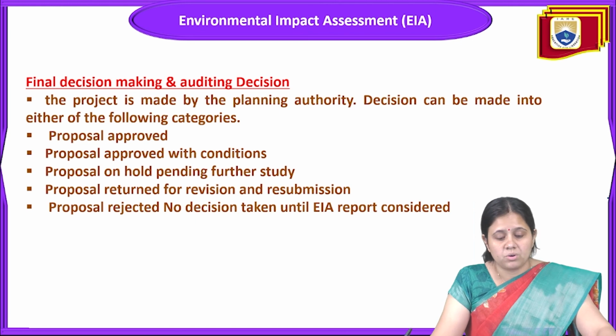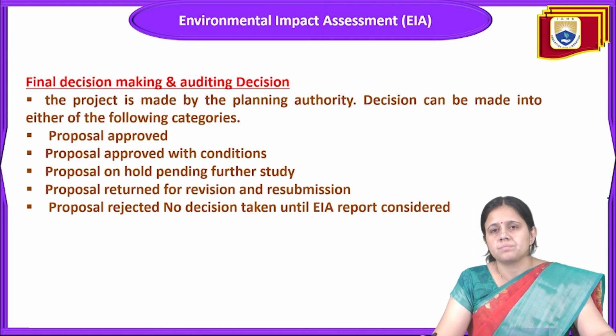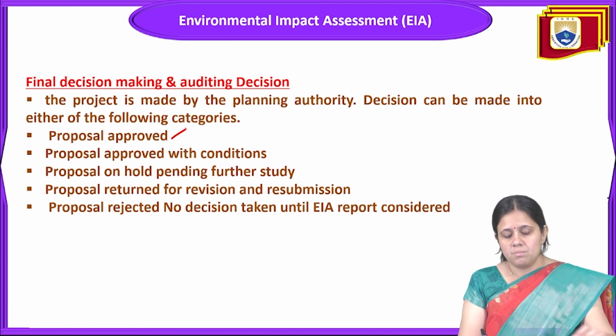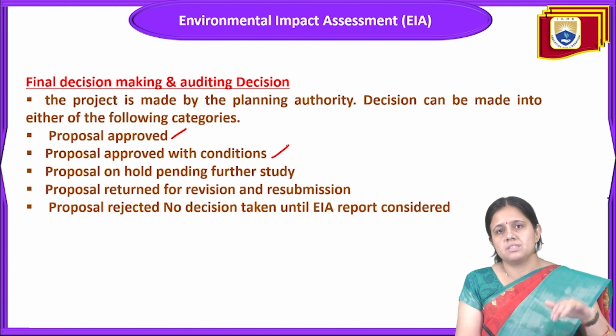Next, the decision on the project is made by the planning authority. This decision can be made into either of the following categories. The first one is proposal approved, so they will decide on the proposal approved with some conditions. This is the kind of decision they will give.